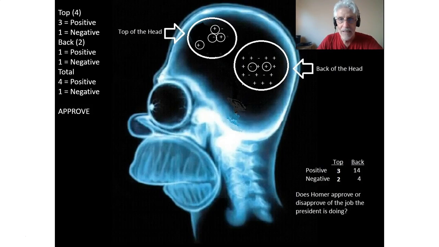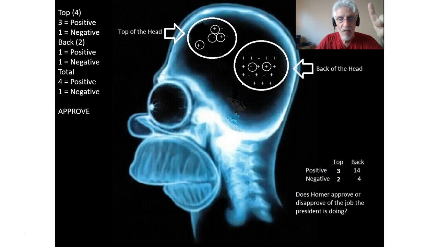So that's the basic idea behind the memory-based model. What Homer isn't going to do is process all of the information about the president that he has stored in memory, because he just doesn't have time for that. Instead, he's just going to take a random sample, mostly from the top of the head, not so much from the back of the head, and based on that sample, he's going to express an opinion.